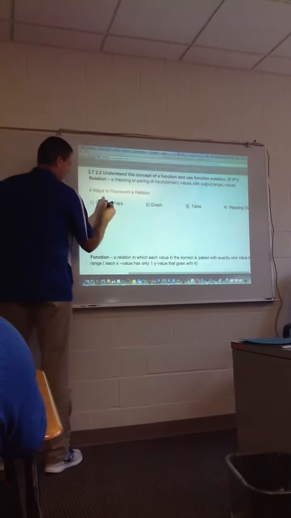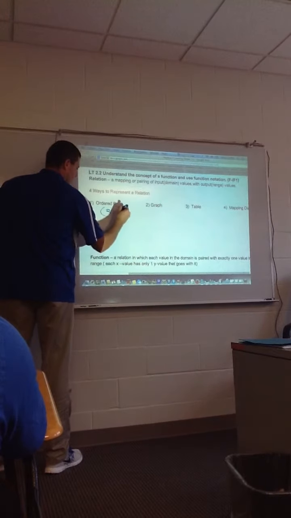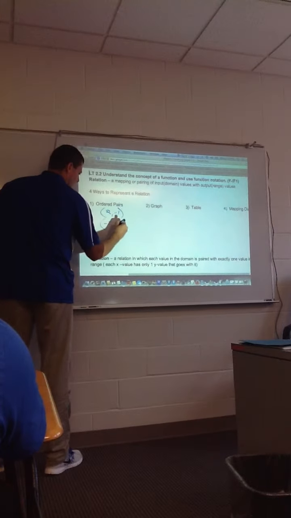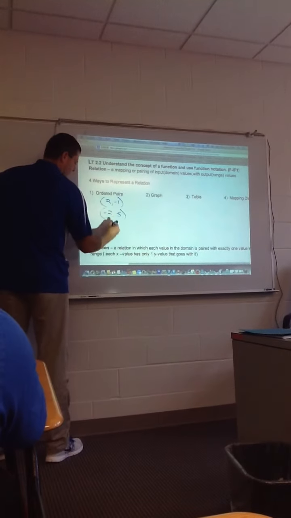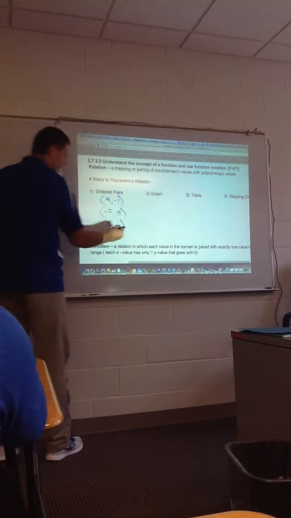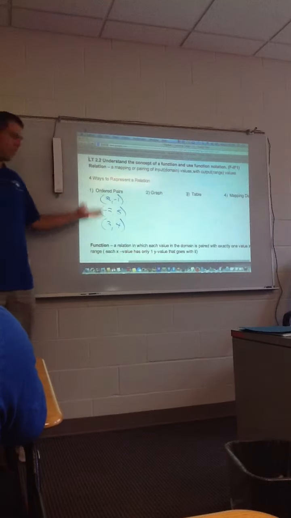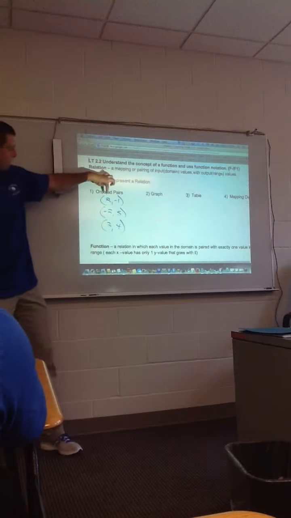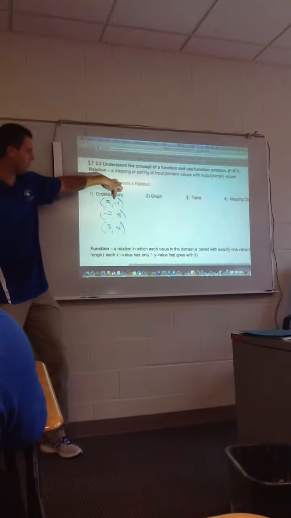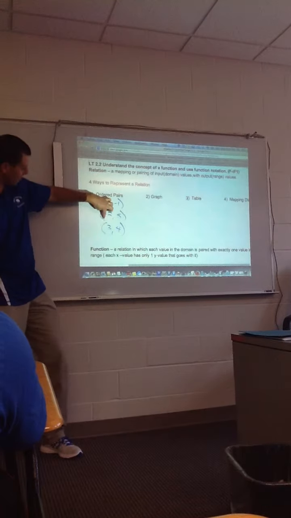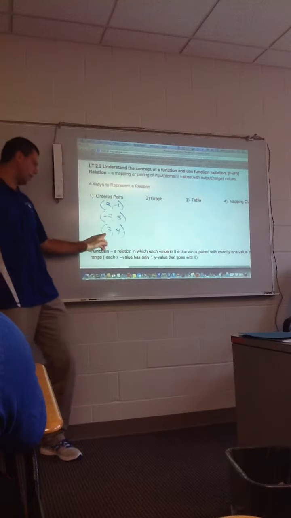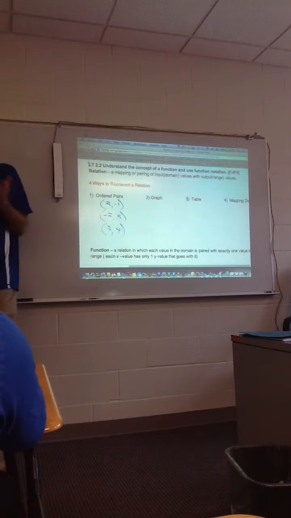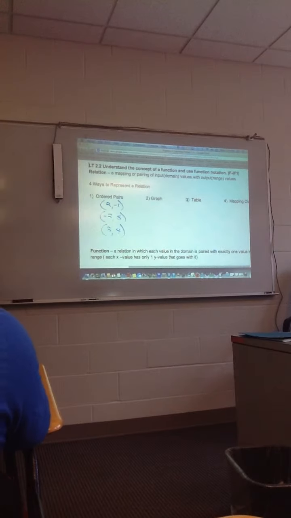You could just write a bunch of ordered pairs: (2, -1), (-2, 5), (3, 4). That's a relation. Why is it a relation? Because it's a pairing of input values with output values, domain values with range values, x values with y values. It's a set of ordered pairs.